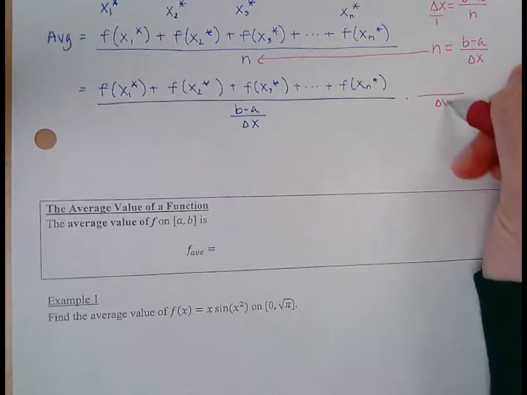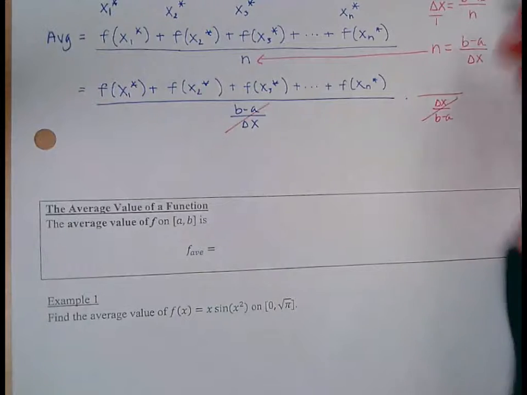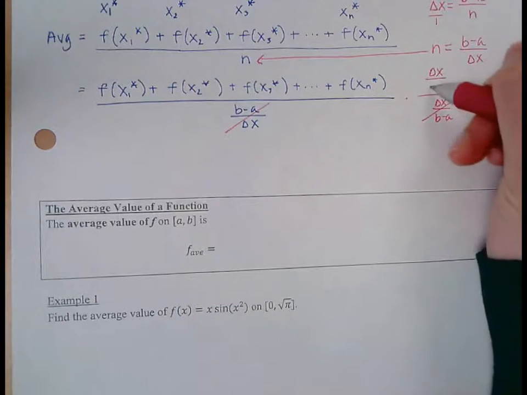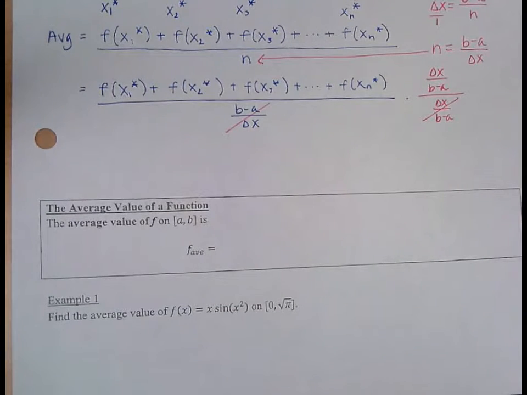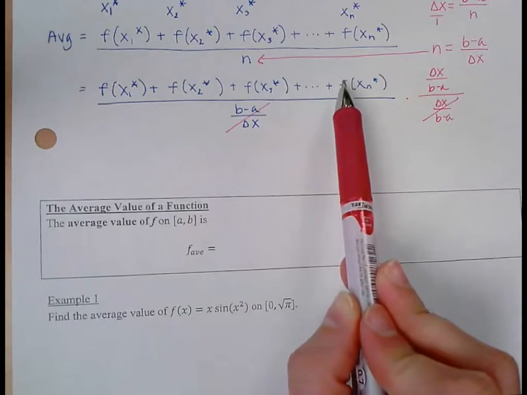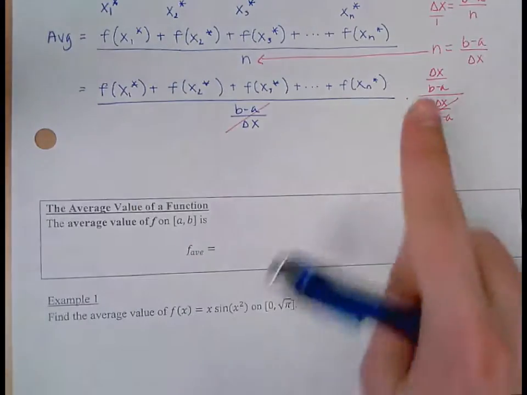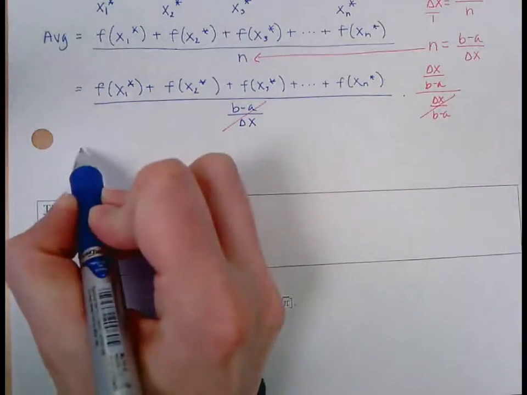So I can multiply by delta x over b minus a. And that would cancel out the denominator, but then I would also have to multiply the top by that reciprocal. So I get my sum of function values along the top multiplied by delta x over b minus a. This is what I have, and I'm going to rewrite it in a different form.